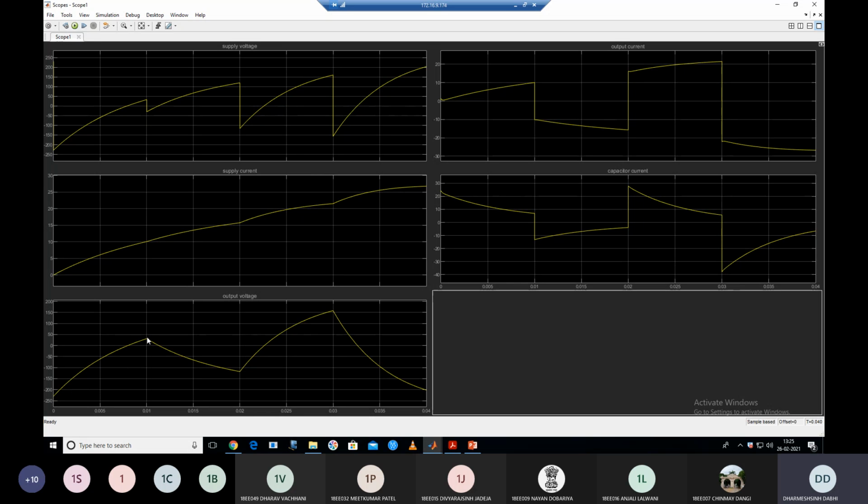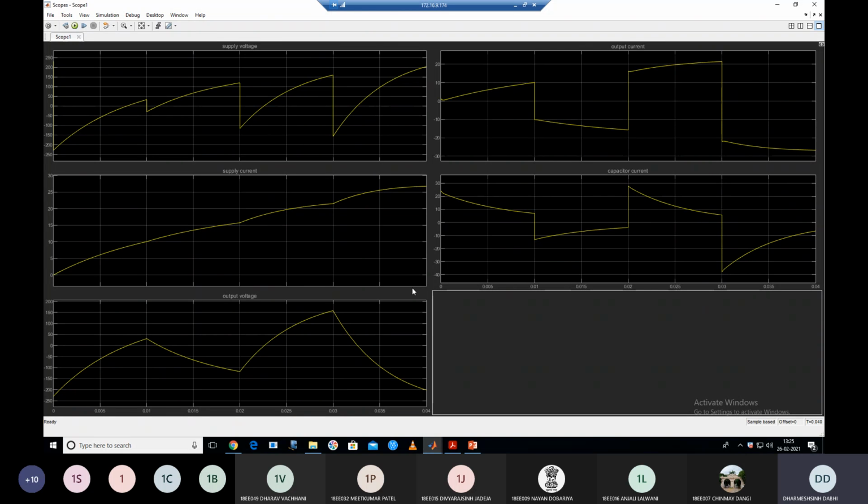Clear? Then after that it is again discharging by conduction of T1 and T2, T3 and T4. Here it is conducting at half time. So it is again discharging, and then after that it is charging again when T1, T2 is conducting in the next cycle.